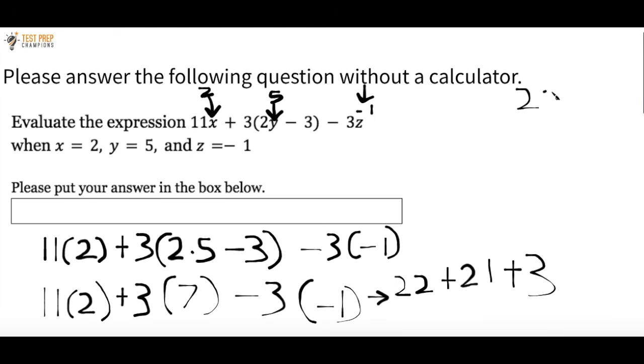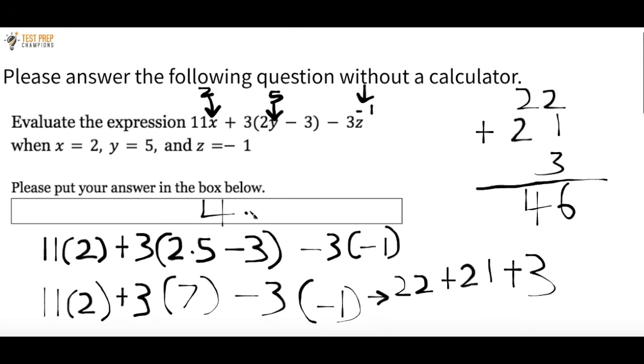It doesn't hurt to just write things vertically sometimes on your test. Now, obviously, it's up to you to decide if this is how you want to do it on your test. But I personally, whenever I'm doing work without a calculator, I like to just line things up number on top of number on top of number. I just think that's easier to see personally, but of course, that's up to you. So 2 plus 1 is 3, plus another 3 is 6. And 2 plus 2 is 4. So the final answer that should be in your box here is 46.